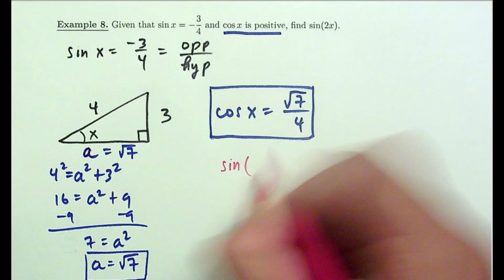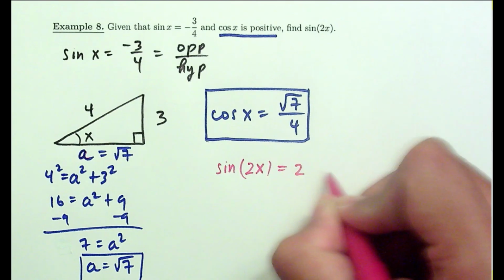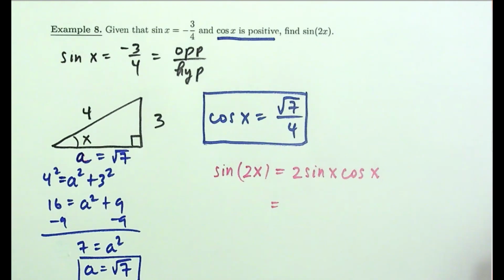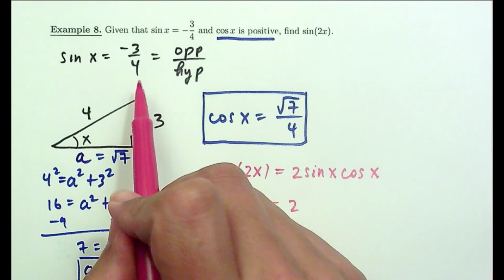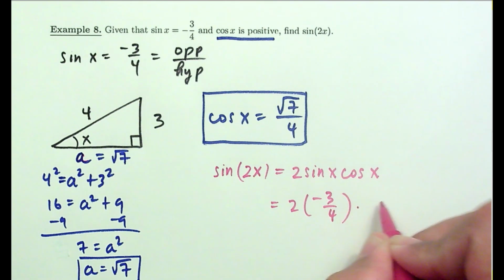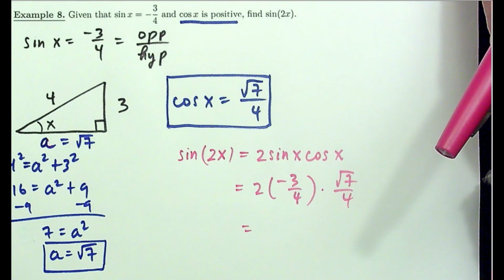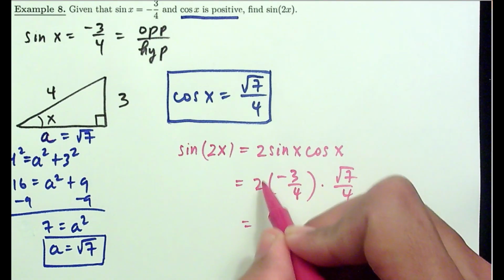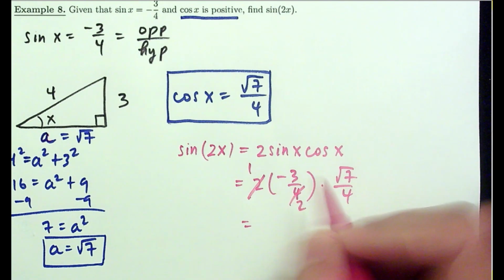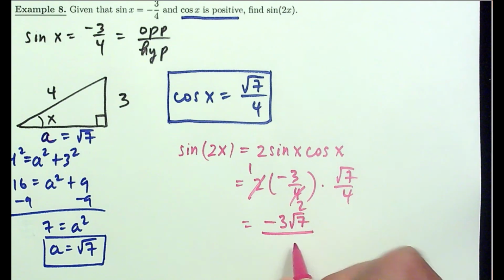So sine of 2x, which is what we're trying to find, equals, according to the formula, 2 sine of x cosine of x, but sine of x is negative 3/4. Cosine of x is square root of 7 over 4. Now we have to simplify this a little bit. Canceling a 2, you would get 1 and 2. And multiplying across, you would get negative 3 square root of 7 over 8 on the bottom.